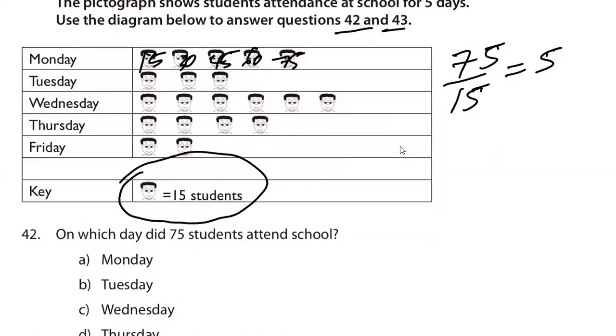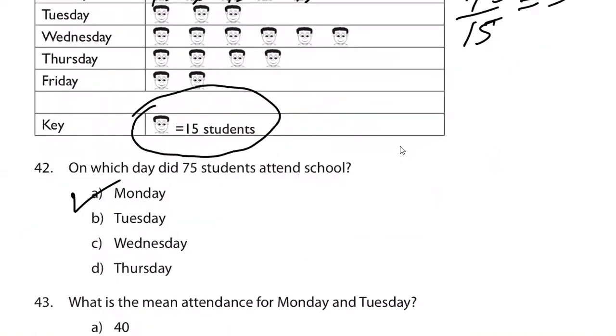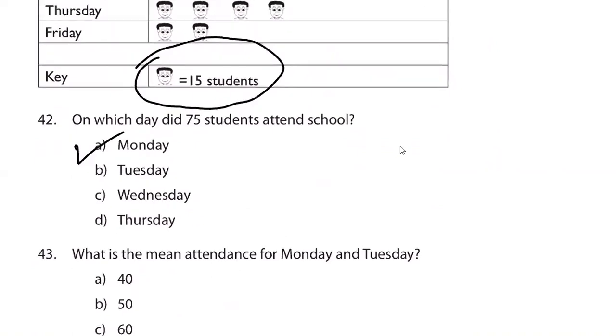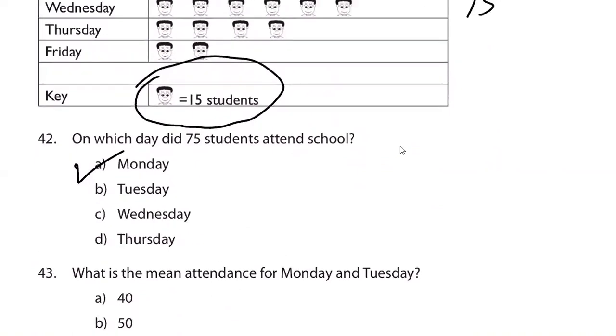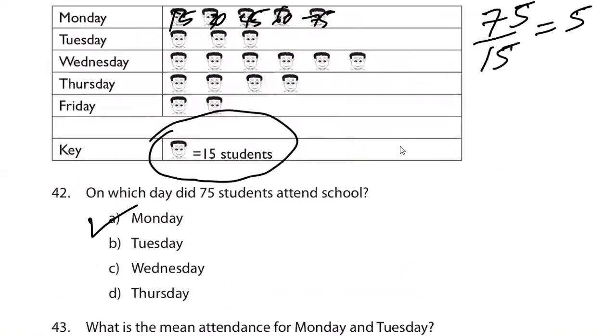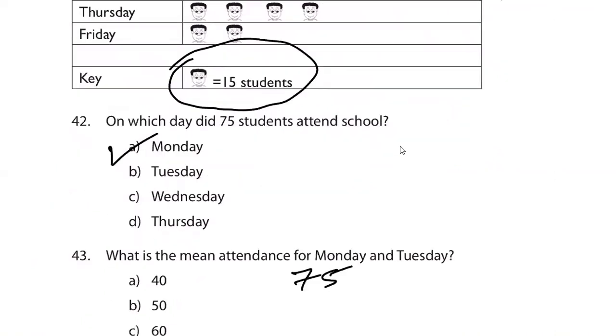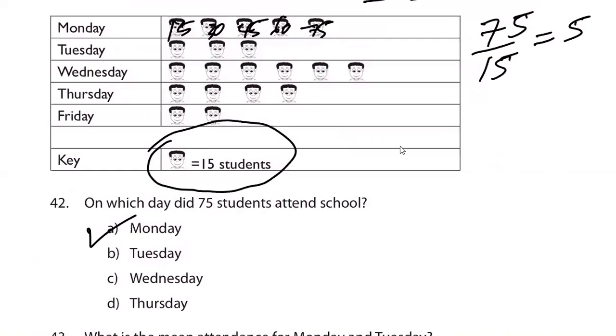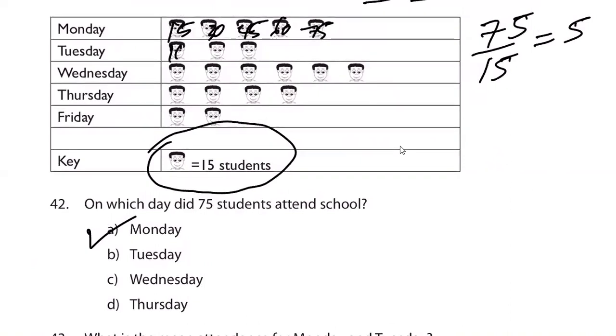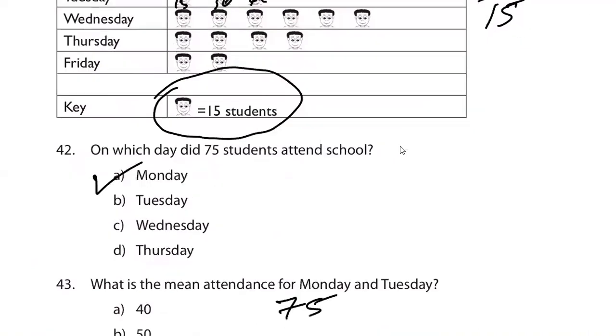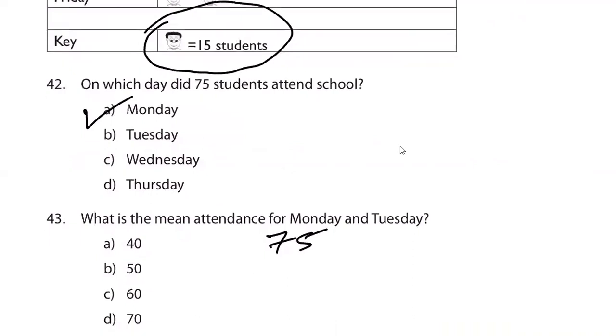What is the mean attendance for Monday and Tuesday? Now the mean means the average. So we know that on Monday we had 75. So we need to see how many attended on Tuesday. That's 15, 30, 45. So that will be 45. So we're gonna add 75 to 45. 5 and 5, 10, carry 1. 4 and 7, 11, and 1, 12.